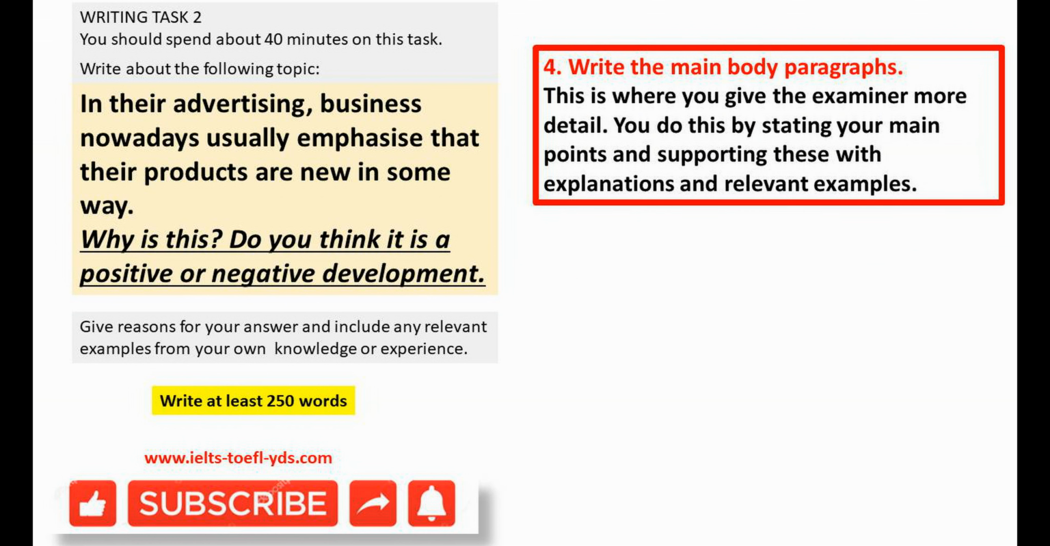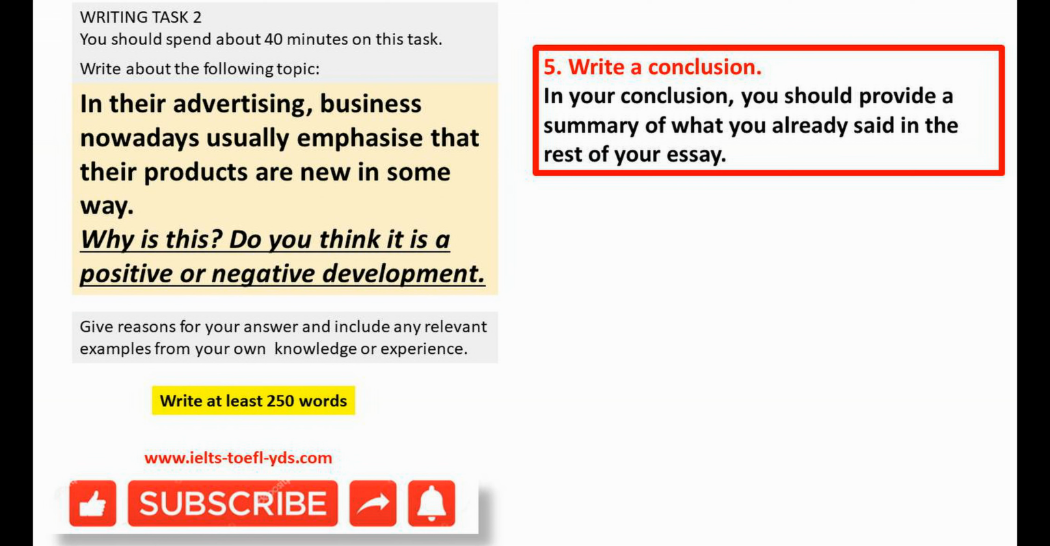4. Write the main body paragraphs. This is where you give the examiner more detail. You do this by stating your main points and supporting these with explanations and relevant examples. 5. Write a conclusion. In your conclusion, you should provide a summary of what you already said in the rest of your essay.